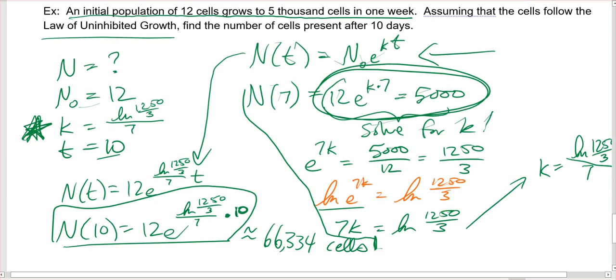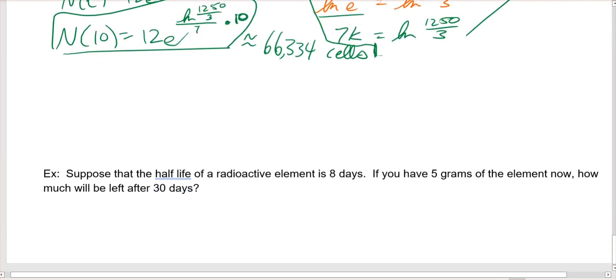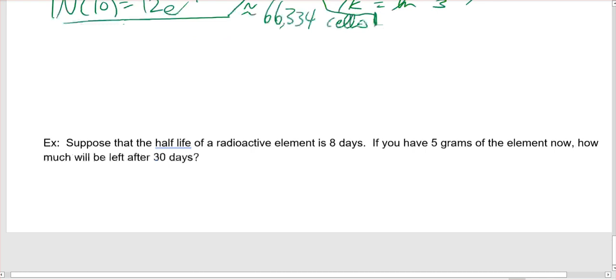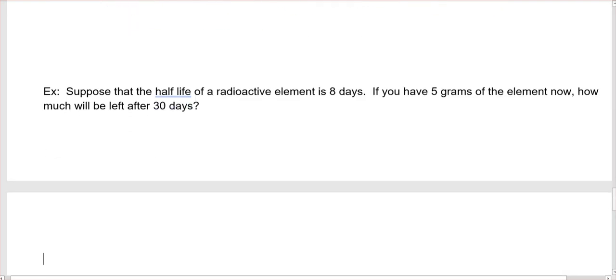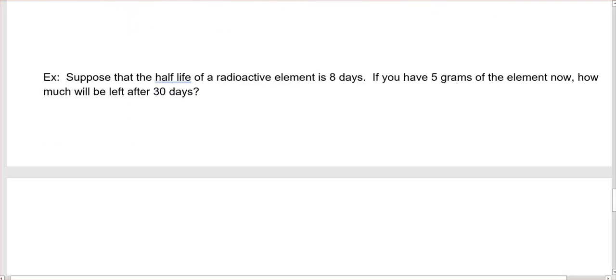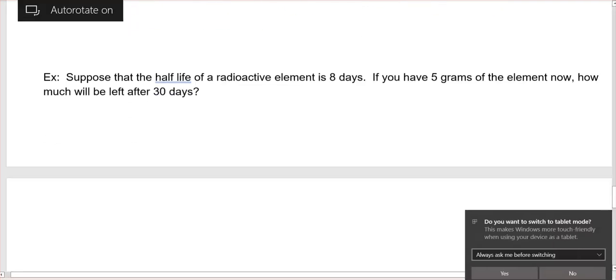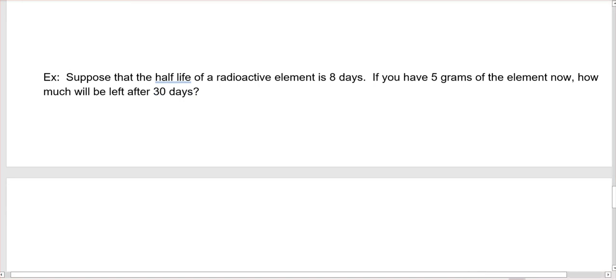Okay, great. So that was uninhibited growth. Now we're going to have decay. So radioactive decay. Really, this is the same problem, just phrased in a slightly different way, right? We're going to do the same stuff, but this is going to give us trouble.